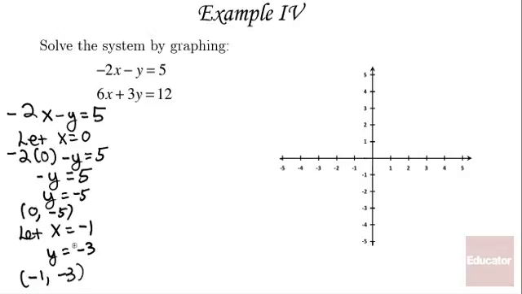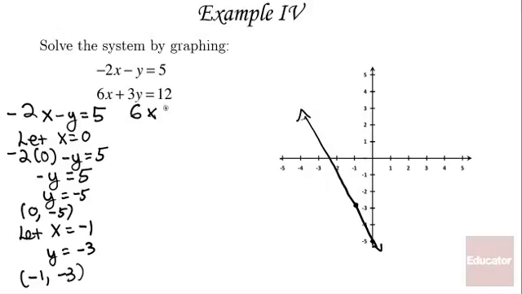I have 2 points. I have my first point as the y-intercept. When x is 0, y is negative 5. For my second point, I have x is negative 1, y is negative 3. So I'm all set to connect these points and form a line.